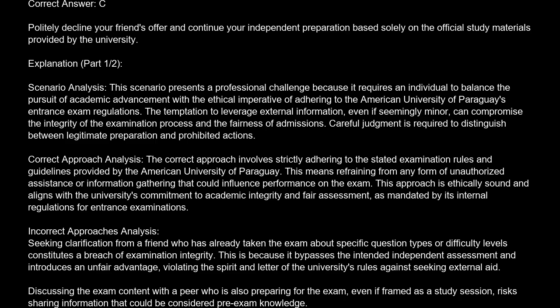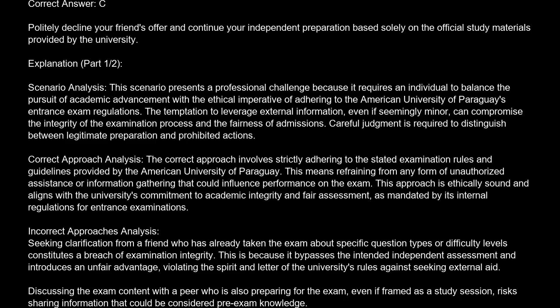Correct approach analysis. The correct approach involves strictly adhering to the stated examination rules and guidelines provided by the American University of Paraguay. This means refraining from any form of unauthorized assistance or information gathering that could influence performance on the exam. This approach is ethically sound and aligns with the university's commitment to academic integrity and fair assessment, as mandated by its internal regulations for entrance examinations.